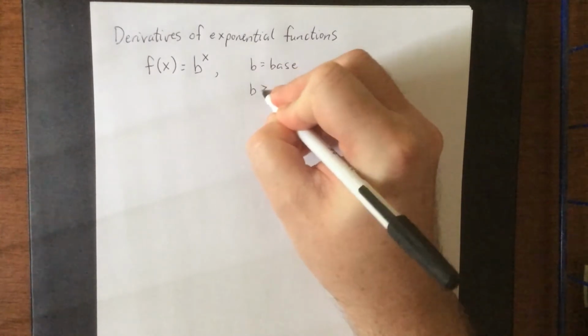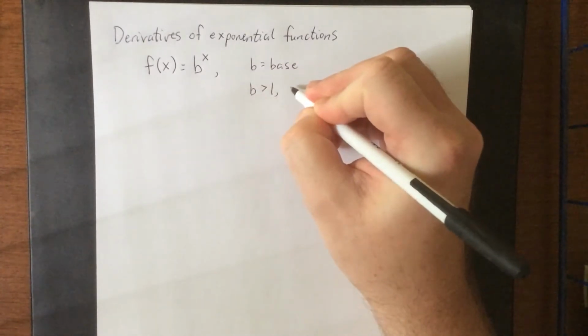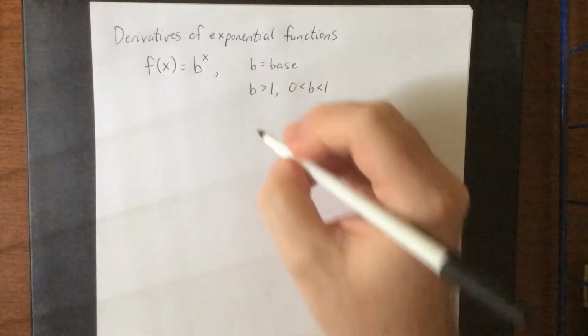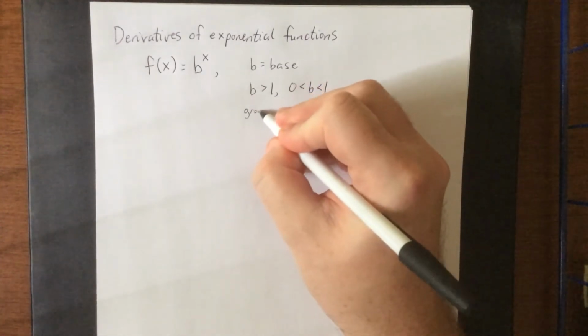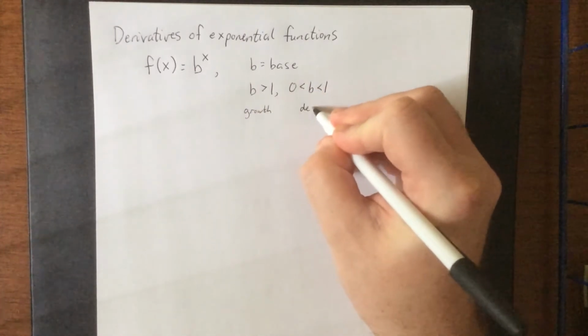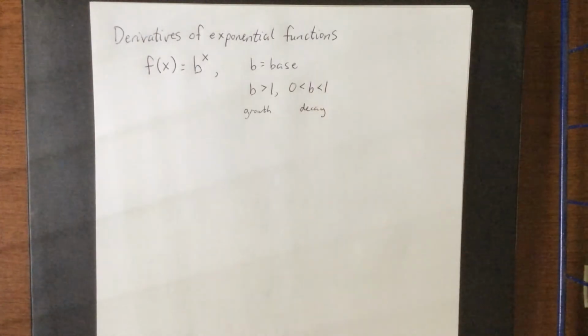The rules for b are that b has to be greater than 1 or between 0 and 1. Now, if b is greater than 1, we have what's known as an exponential growth function, and if b is between 0 and 1, we have an exponential decay function.